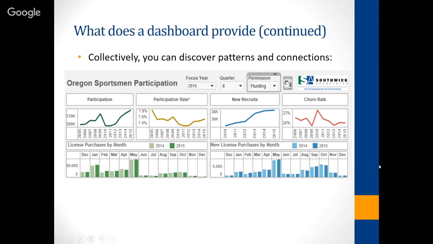We have information to track our recruitment efforts. That is the number of new recruits being brought in every year. And then to help support our retention efforts, we're looking at the churn rates. That is the number of last year's hunting license buyers who did not buy a license this year. What we call the basic or standard dashboard.